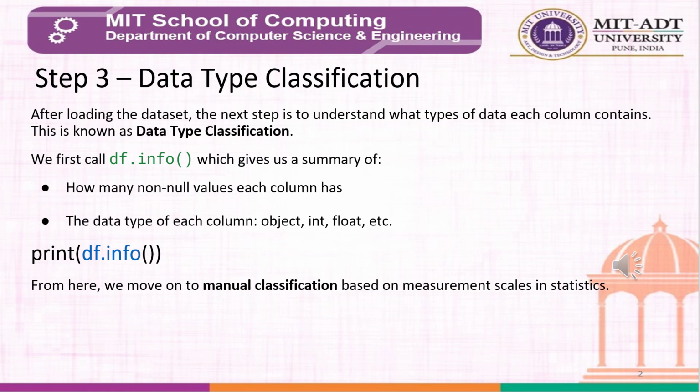The next step, that is step 3, is data type classification. After loading the dataset, the next step is to understand what types of data each column contains. This is known as data type classification. We first call df.info, which gives a summary of the dataset: how many non-null values each column has and the data type of each column, whether it is object, int, float, and so on. From here, we move on to the manual classification based on the measurement scales in statistics.